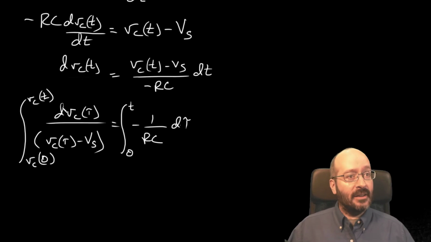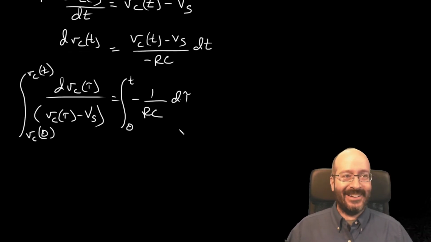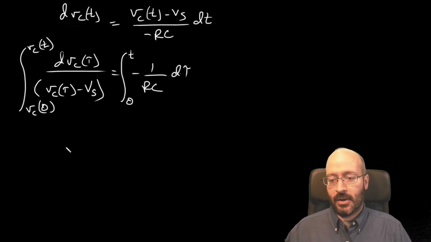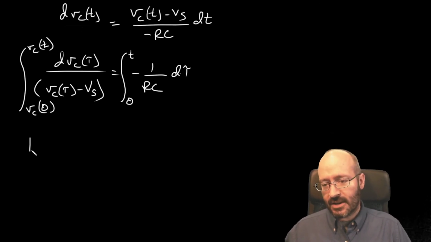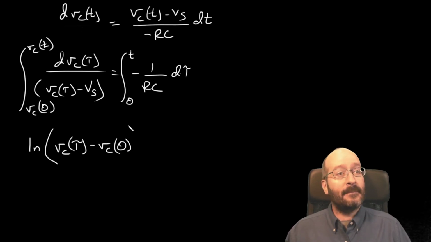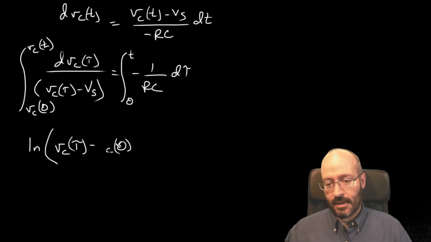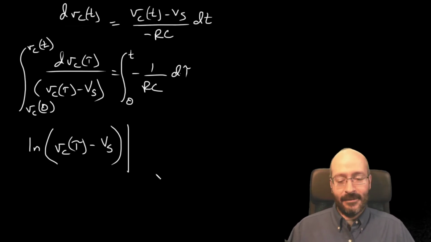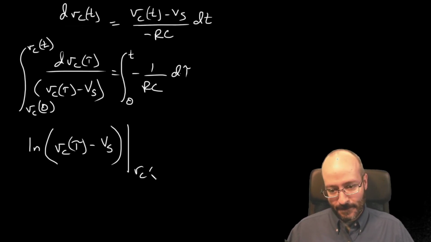I'm not going to leave that to you if you don't want to. I can certainly go ahead and do it for you. Okay, so we have the same kind of natural log over here, and we're going to have VC of tau minus VC of 0. Okay, I'm sorry, minus VS. My brain went too fast, faster than my pen and my mouth. Okay, we're going to evaluate that from VC of 0 to VC of t.